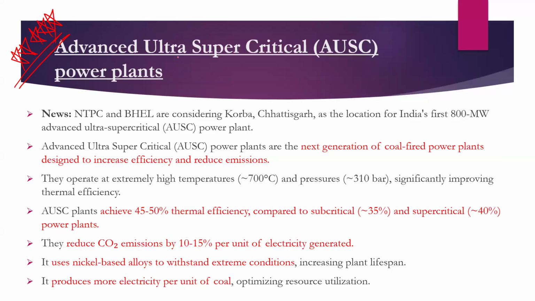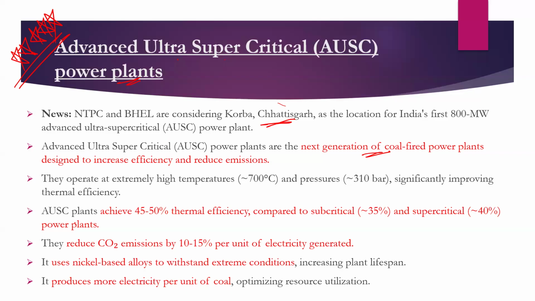That is advanced ultra supercritical power plants. Why is it in the news? Because India is trying to set up its first advanced ultra supercritical plant in Chhattisgarh. The plans are in place and it is India's first such plant being established. So you have to focus on this. The second aspect is that it is the next generation of coal-fired power plants. As it's the next generation, the efficiency will be higher. The amount of coal that you will use is also less, or with the same coal you can produce more energy. So all positives here. That is what you should focus on.